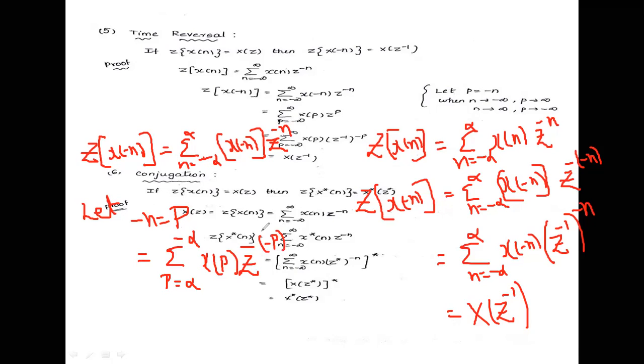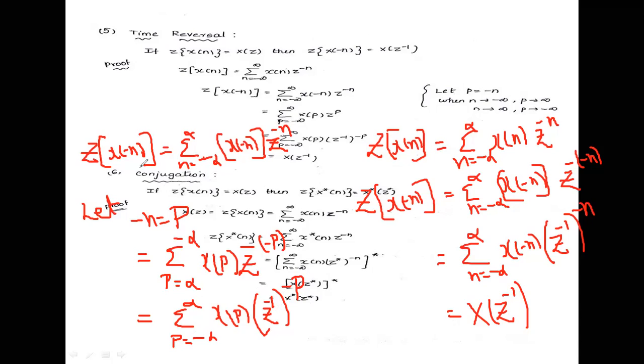Okay, minus n is nothing but p. That is equal to, either you can add from minus infinity to infinity or infinity to infinity, both are the same. So I'm changing the limits as p equals minus infinity to infinity, x of p, and write this expression as z power minus 1 whole power minus p. So according to the definition, the n value is a variable, but here p is a variable. Nothing is changed.